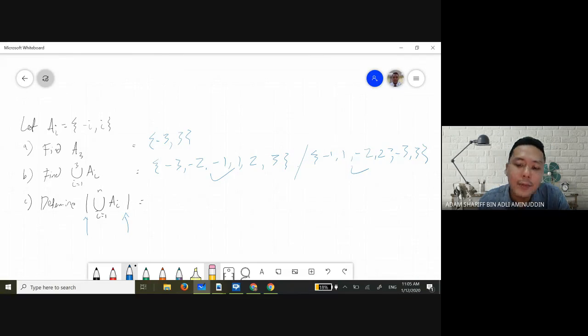But human always have a pattern. Macam saya pattern negatif sampai positif. Yang kawan kamu tulis tu dia pattern 1, negatif 1, 2, negatif 2, 3, negatif 3. Tak ada masalah. It's still correct. But the last one.